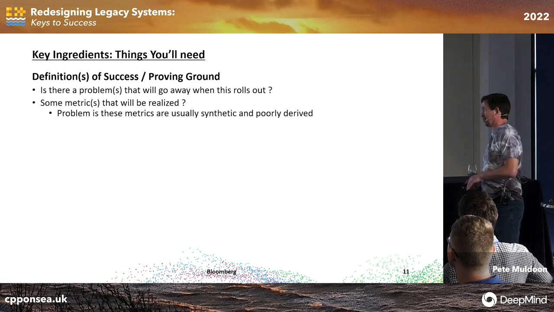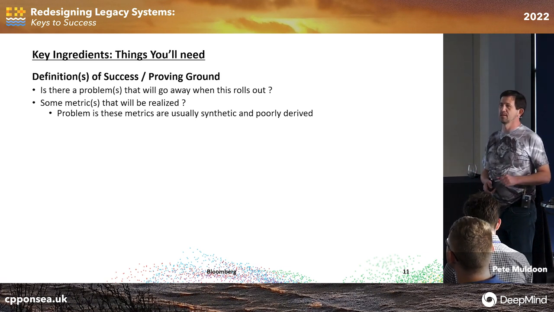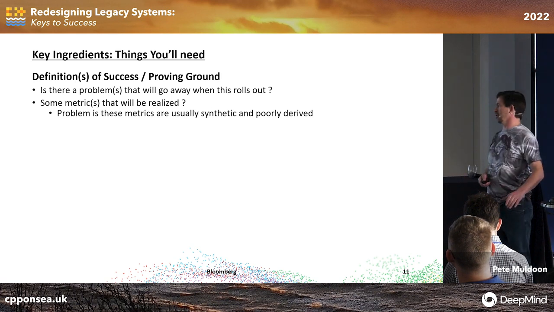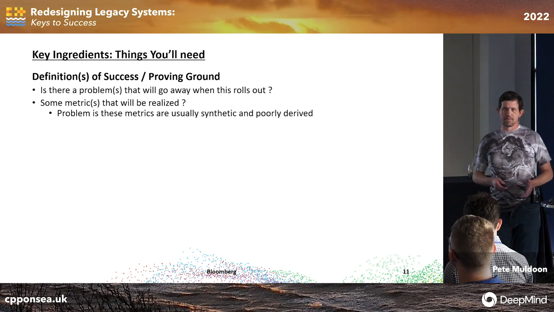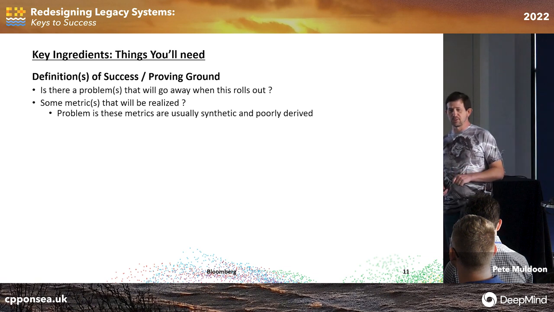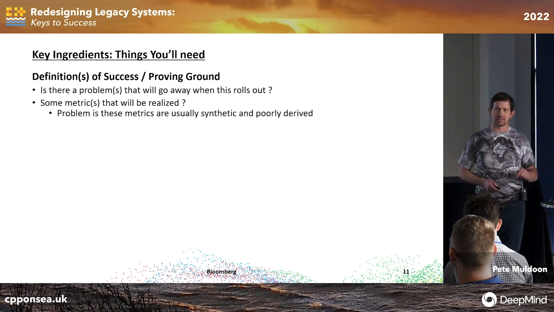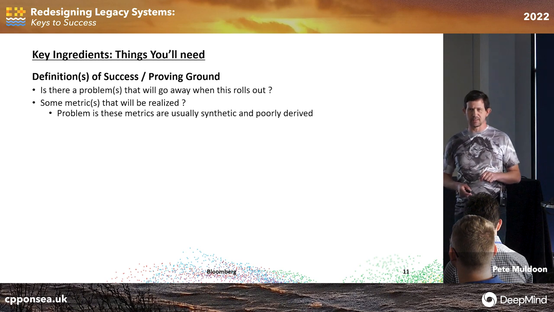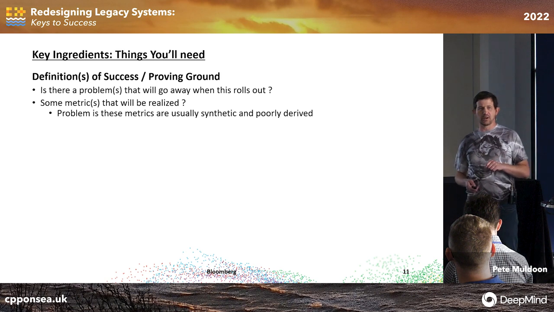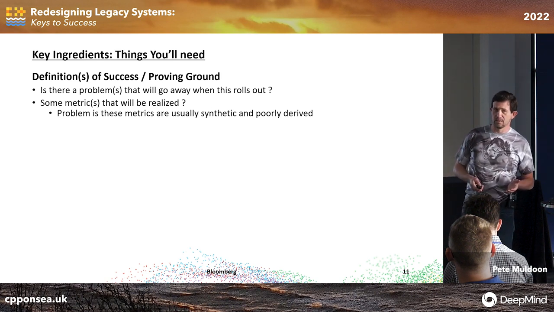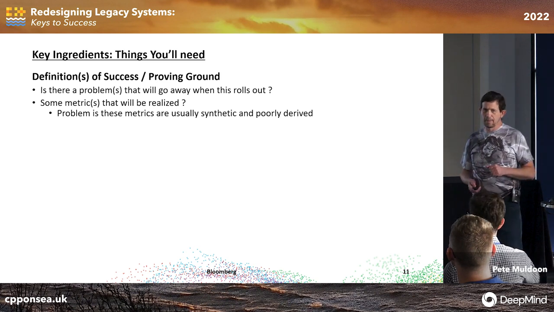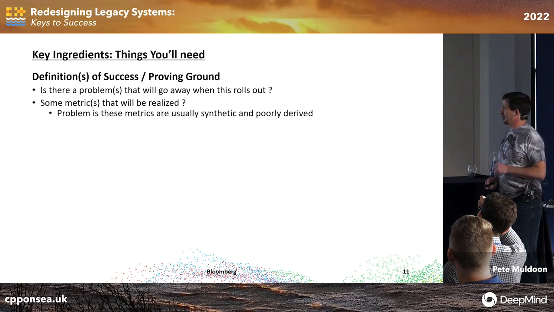Failing that, a backup is some metrics that will be realized. Where you'll say, look, I'm doing 100 trades a second in production. My new system will do 500. That'd be great. But these metrics are usually synthetic, and they're poorly derived, and they're derived by the wrong people. It's not your business telling you to be 500. It's you telling them, I will have 500. And if you come to the end of your project and you have, I don't know, 250 trades a second, are you a failure? Is it a failed project? Probably not, right? So that's the first thing you need.